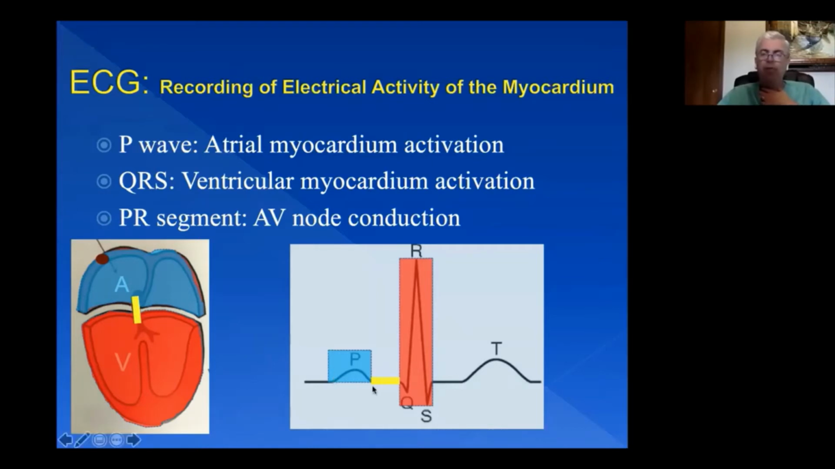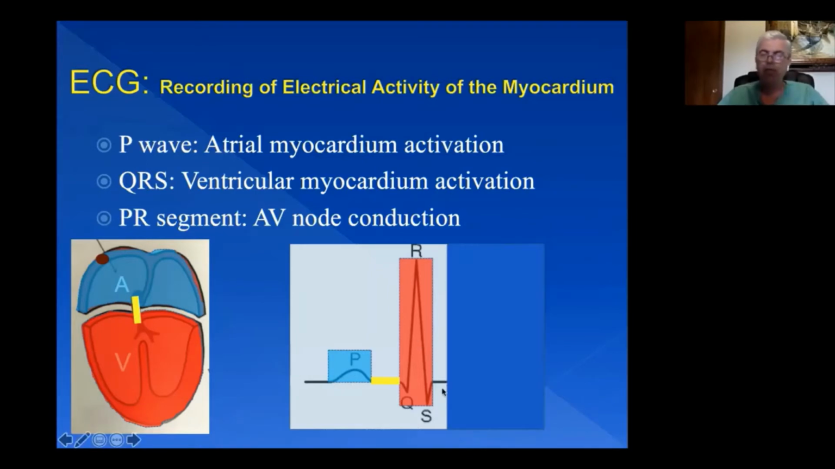Again, to simplify it more, and for the purpose of deciding the rhythm, look at P, PR, QRS. Forget about the ST and T wave for now. Why? Because the ST and T waves are helpful to evaluate the blood supply. So plumbing is ST, T wave; electrical is P, PR, QRS.